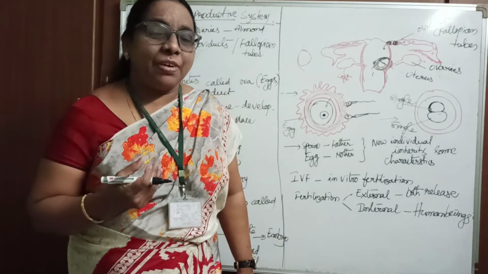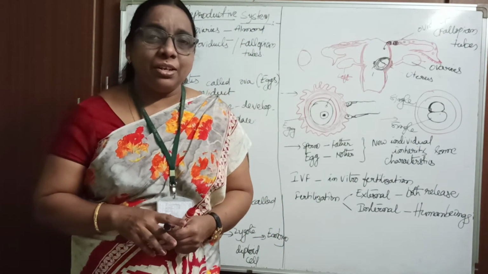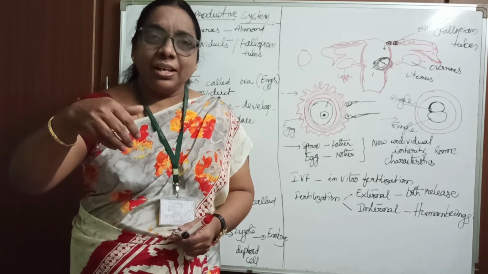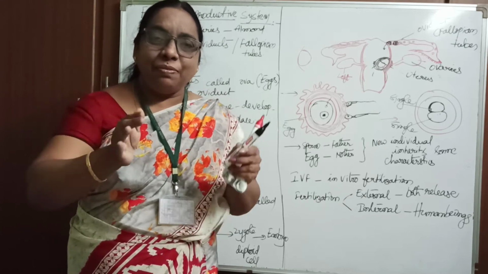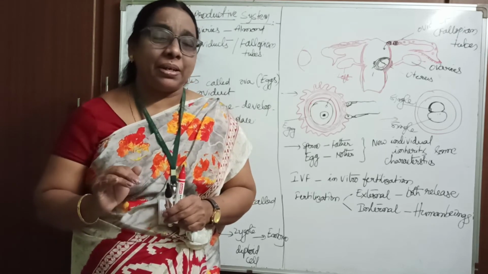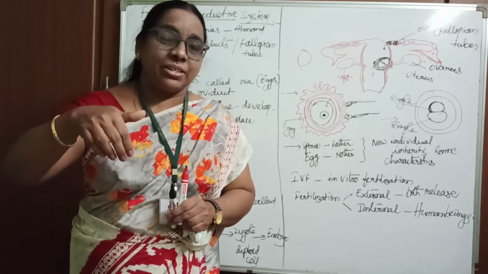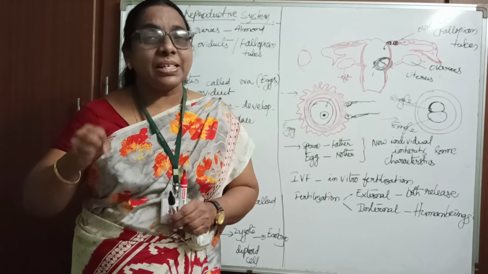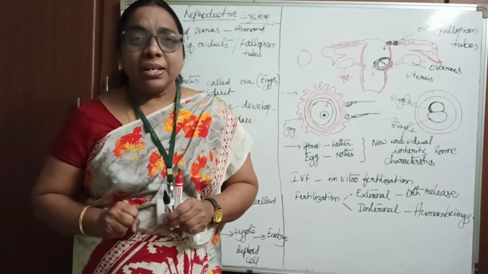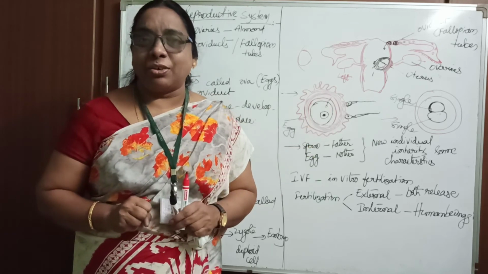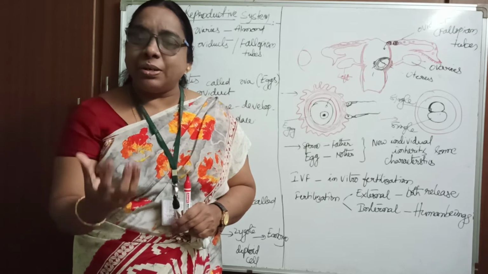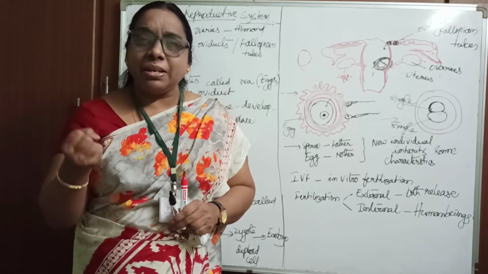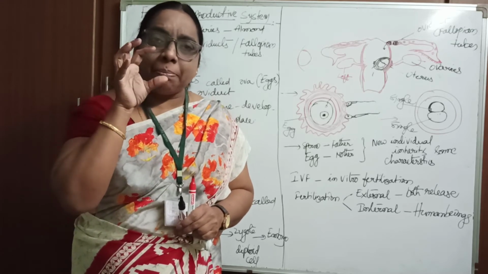What happens when you plant a plant in the soil? We dig the soil, keep the plant, and cover it. Now the roots penetrate and hold the soil. That is the reason the plant does not come out. The same process happens here also. Whenever the embryo reaches the uterus, immediately it is embedded.